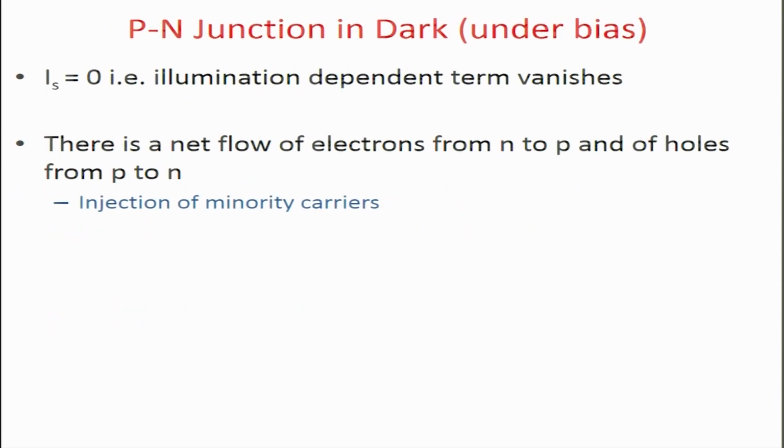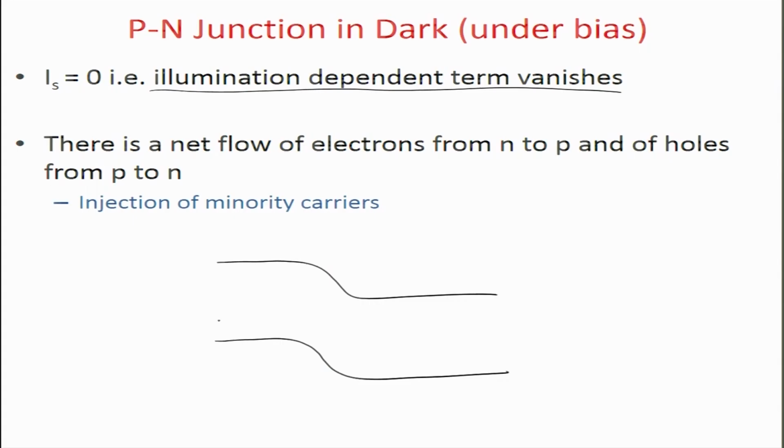Now if you have a p-n junction in dark under applied bias, then of course Is is equal to 0, that is the illumination term vanishes. So there is no illumination term, what we are left with is only the current term. So there is a net flow, since you have a bias. In the previous case there was no bias, but now you have a bias. So if you look at the p-n junction, it has a profile like this.